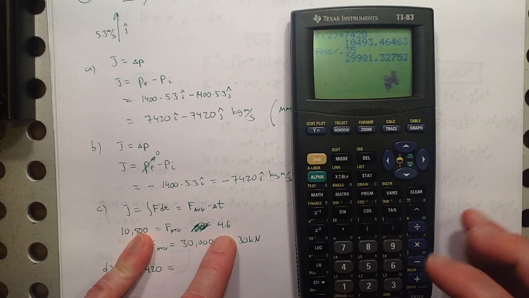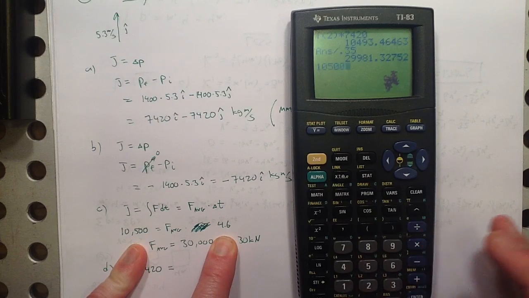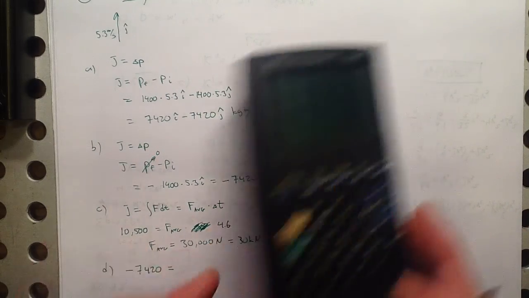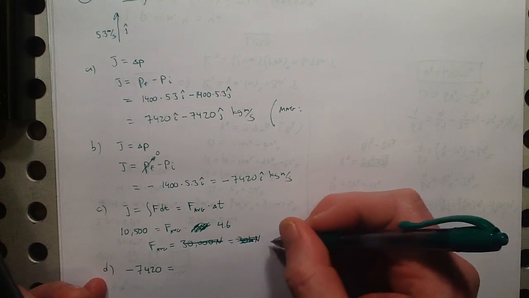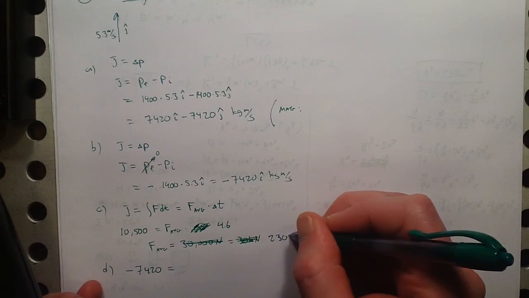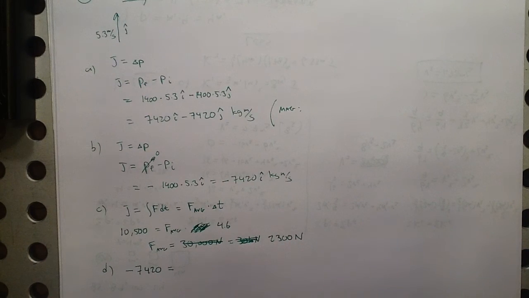So here we're going to have 10,500 divided by 4.6, and that's about 2,300. So sorry, that's what I did wrong. I used the wrong time. 2,300 newtons. And I think that's in agreement with their answer there. Yes, it is. All right.